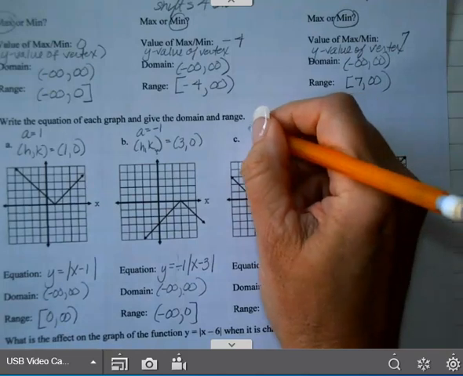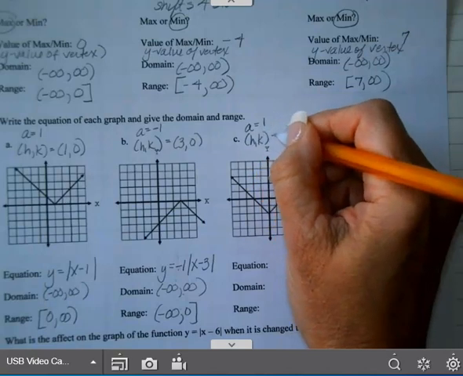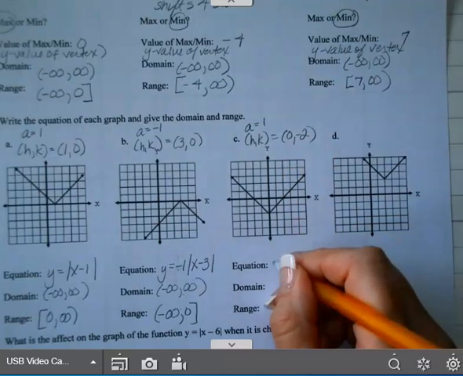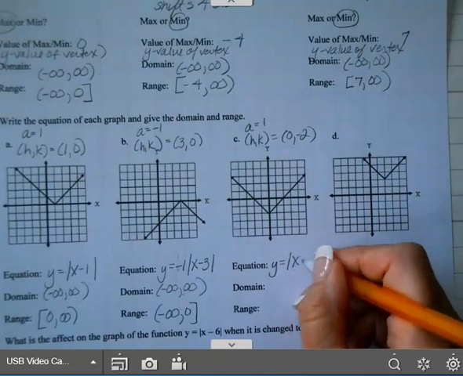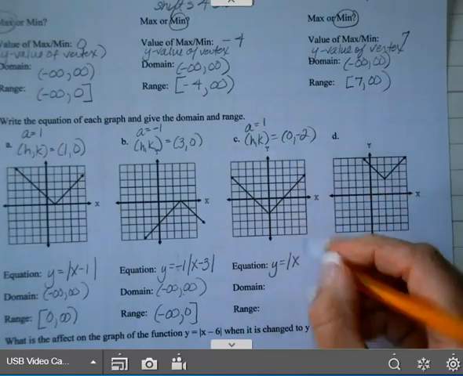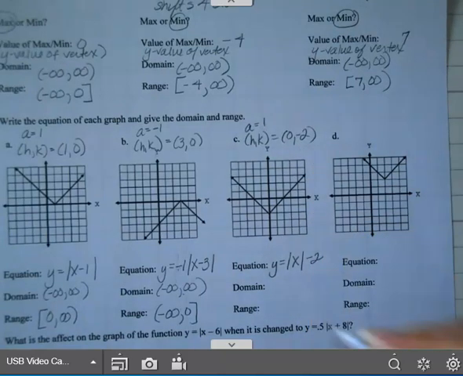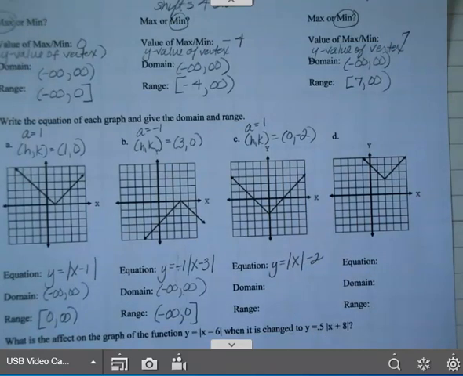For C, A is equal to 1. And H, K, in this case, is 0, negative 2. So my equation is y equals 1, which I don't need, times x minus 0, so I don't need to put that in there. And then k is minus 2. If you want to put the multiplying by 1 on the outside, that's fine, but it's not the simplest form. If you put the 1 there, it's not needed. Same here. I wouldn't put the minus 0 because x minus 0 is the same thing as x.